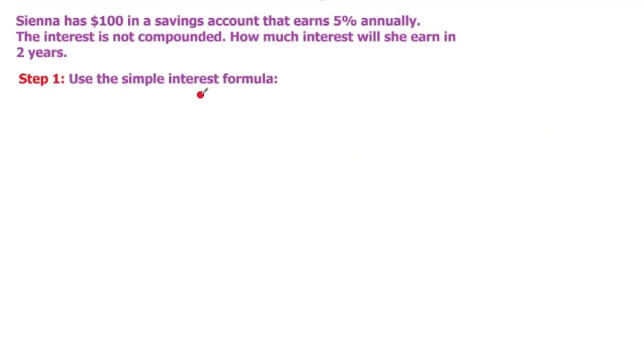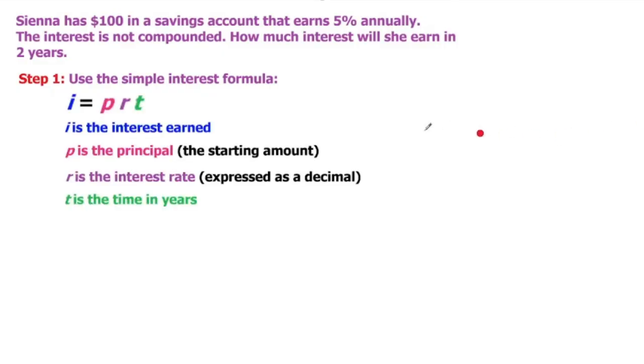So we use the simple interest formula, and the simple interest formula is I equals PRT. And what do these mean? I is the interest earned. P is the principal, so the starting amount. They call this the principal. R is the interest rate. It's a rate expressed as a decimal. So usually the rate is given as a percent and then you express it as a decimal. And T is the time in years.